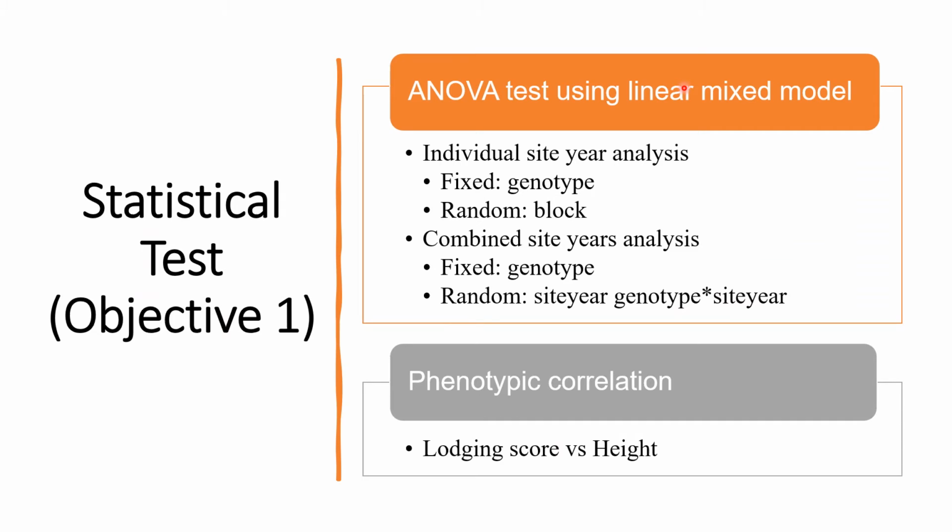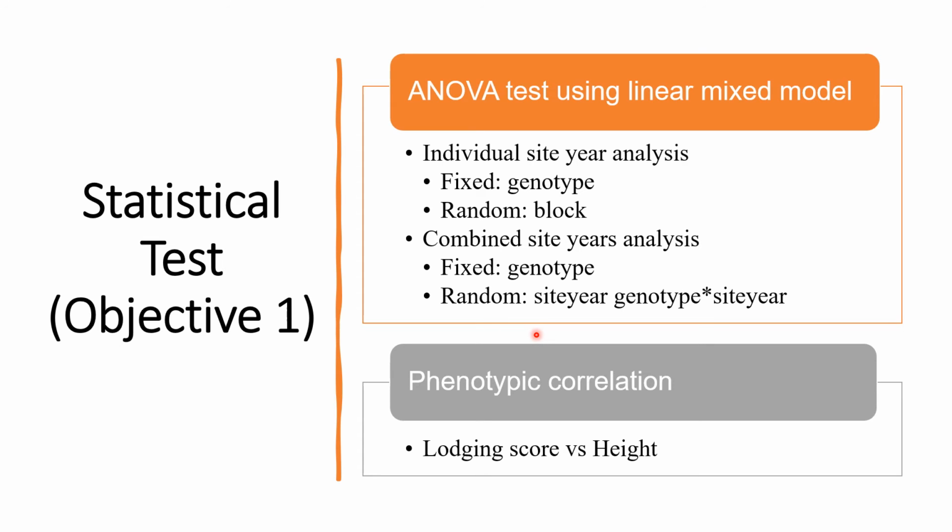For statistical tests, an ANOVA test using a linear mixed model was applied for individual site-year analysis as well as combined site-year analysis. In the individual site-year analysis, genotype was used as a fixed effect, while the random effect was block. In the combined site-year analysis, genotype was also used as a fixed effect, but site-year and genotype by site-year were used as random effects.